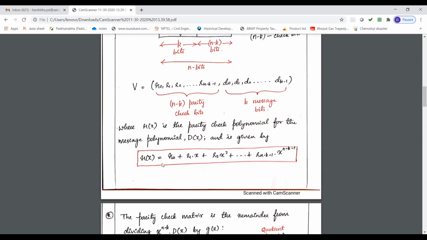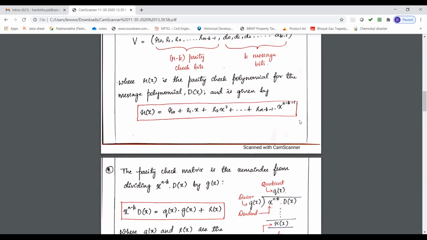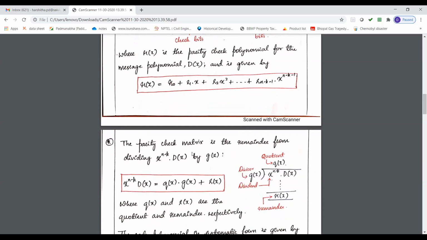This remainder polynomial, that is parity check polynomial, r of x is written as r0 plus r1 into x plus r2 into x square and so on till r(n minus k minus 1) into x to the power of n minus k minus 1. So how did we get this remainder? I'll explain now. The parity check polynomial is the remainder obtained by dividing x to the power of n minus k into d of x by g of x. This g of x is nothing but the generator polynomial.